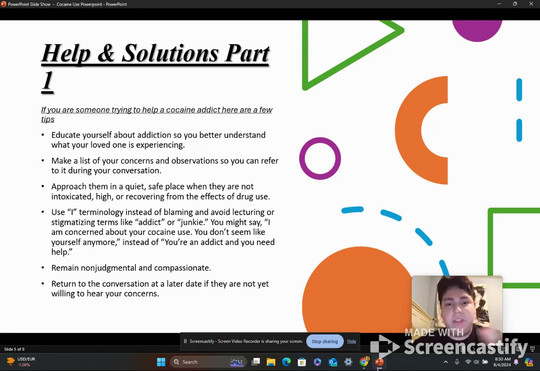And use a bunch of I terminology. You want to avoid calling them an addict or a junkie. You might want to say something like, "I am concerned about your cocaine use. You don't seem like yourself anymore," instead of "you're an addict and you need help." Always remain non-judgmental and compassionate. And if they are not willing to talk to you, return to the conversation at a later date.